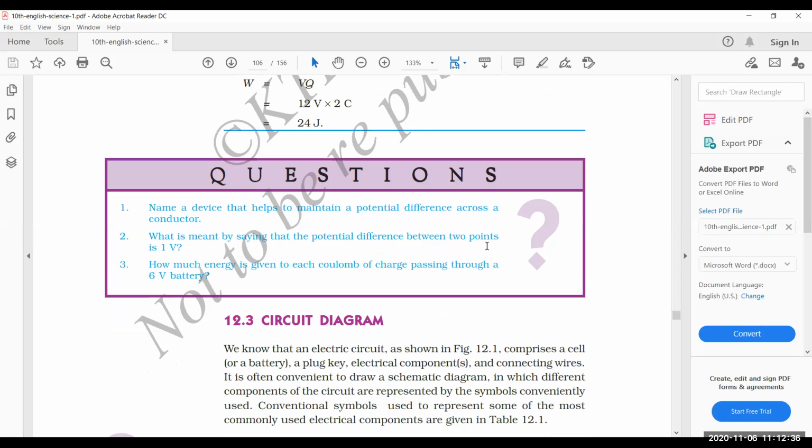Okay. Second one: what is meant by saying that the potential difference between two points is 1 volt? We know the definition of potential difference: the work done to move a unit charge from one point to another point. But we want to say what 1 volt means. So the definition is also important here.